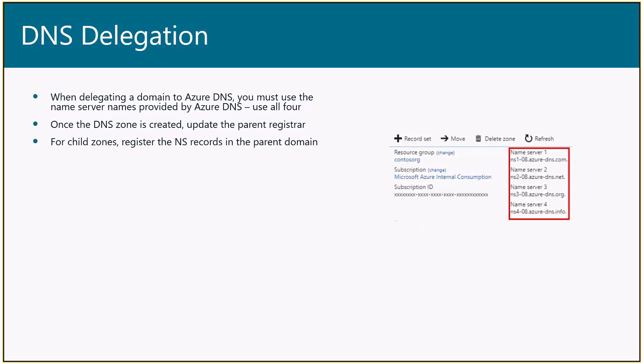Now, for DNS delegation, when delegating a domain to Azure DNS, you must use the name servers provided by Azure DNS. When you create a DNS zone, it's going to say that you have these 4 name servers that you can use. Notice that this is standard. We're not just talking about Azure. If you register a domain, this is what always happens.